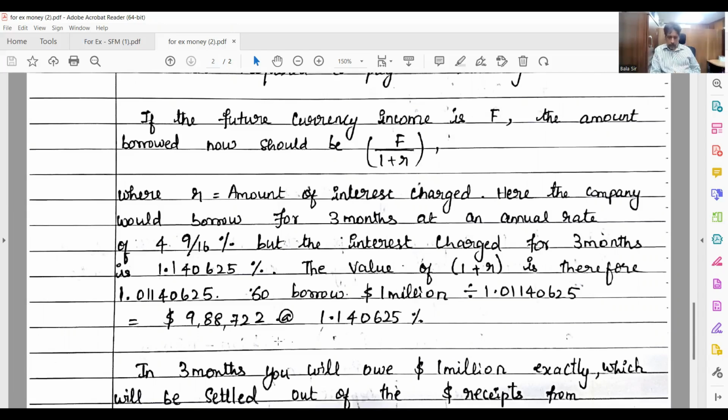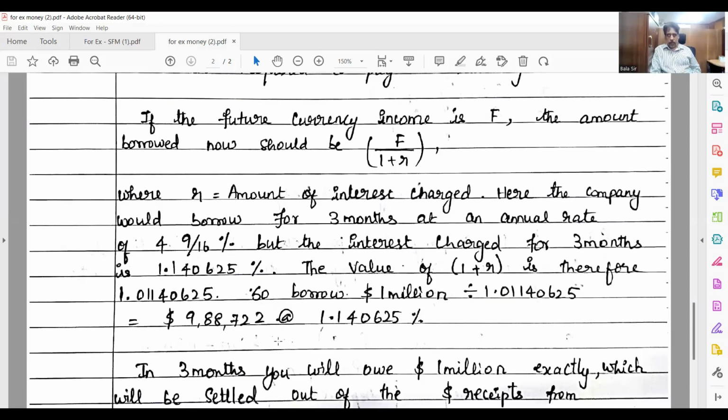Next. Now, R is equal to the amount of interest charged. Here the company could borrow for 3 months at an annual rate of 4 and 9 by 16%, but the interest charged for 3 months is 1.140625%. So the value of 1 plus R is therefore 1.01140625. So 1 plus R will be in decimal format. You all know that, right? To find the discount factor, $1 million divided by 1.01140625. So how many dollars do you have to borrow?